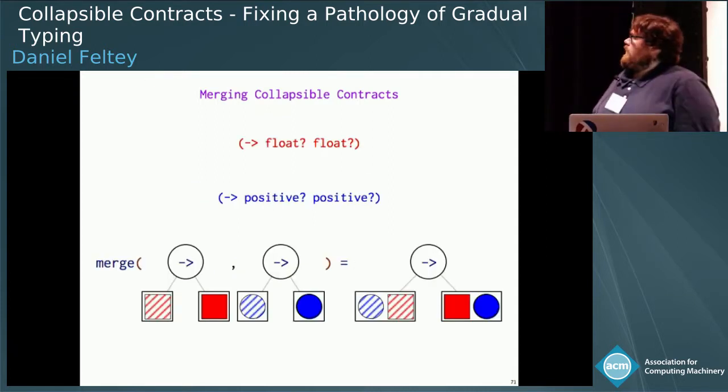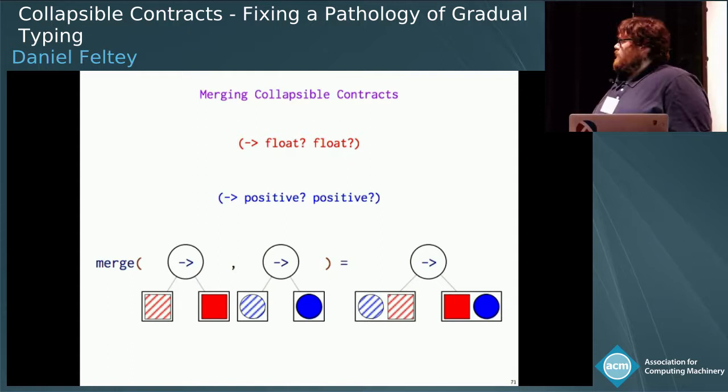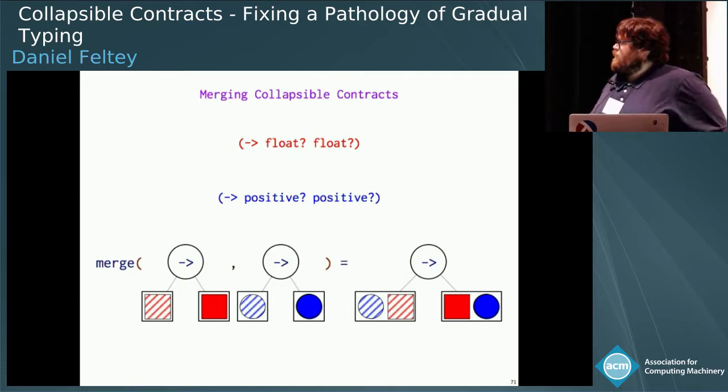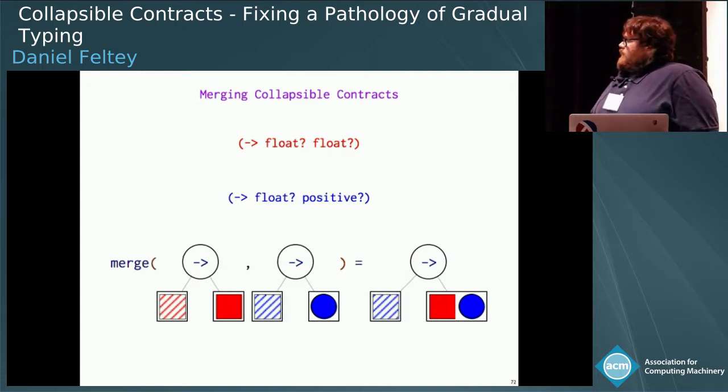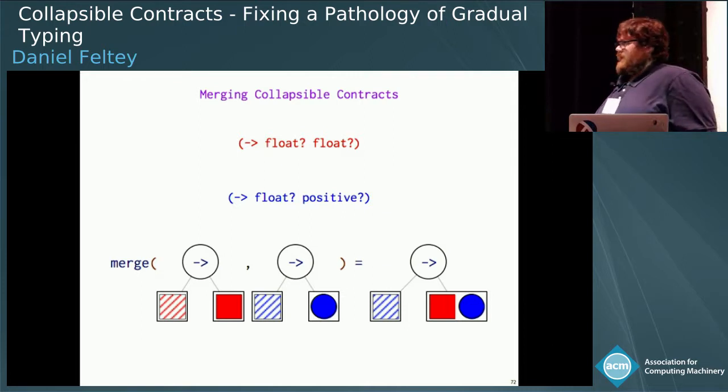So for example, if we're merging float to float and positive to positive, then we do the same merge process, but because we have different contracts, we have to collect all of them here. So this ends up with fewer wrappers than it would before, but you still have the same number of checks. If we have a slightly different contract, like float to float and float to positive, then when we merge them, we can drop on the client side, but we have to keep them both in our results.